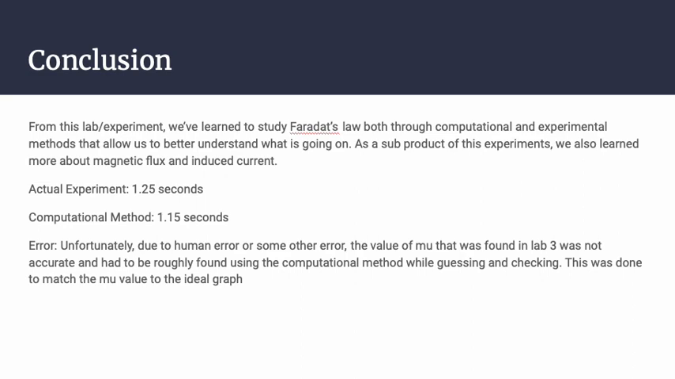was 1.15 seconds. For sources of error, unfortunately, due to human error or some other error, the value of mu that was found in lab 3 was not accurate and had to be roughly found again using the computational method while guessing and checking. This was done to match the mu value to the ideal graph.